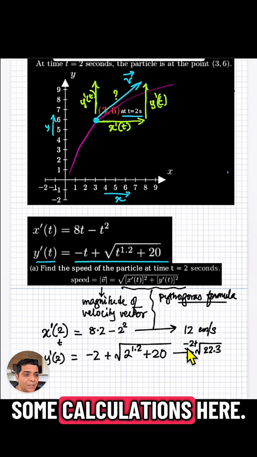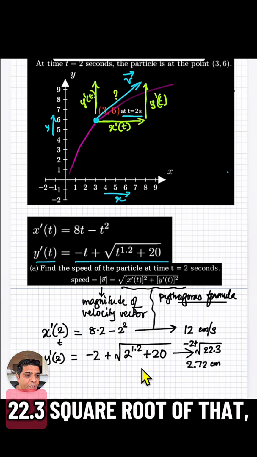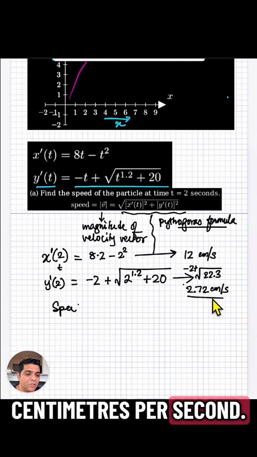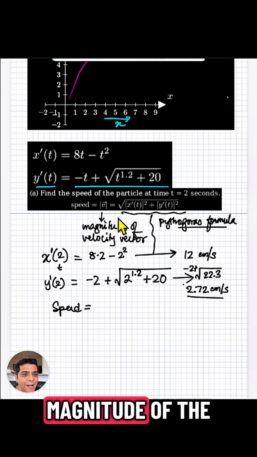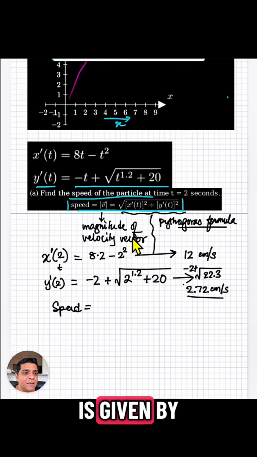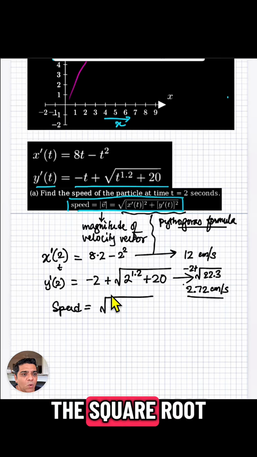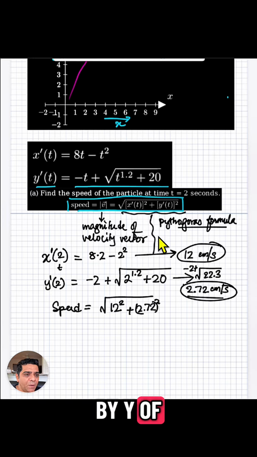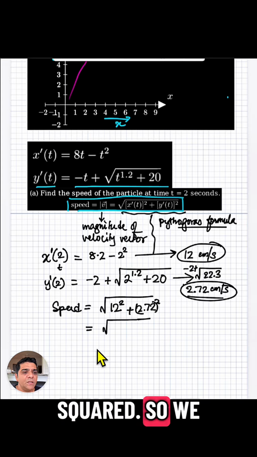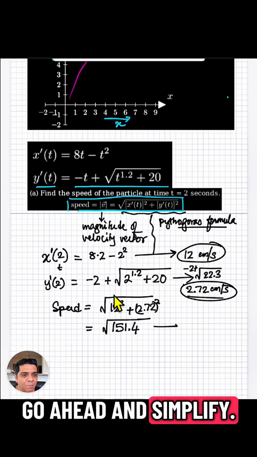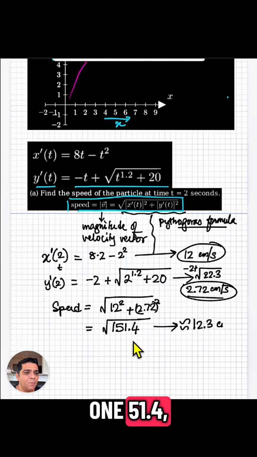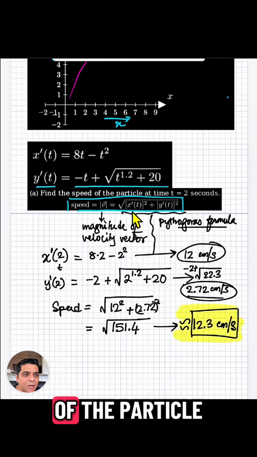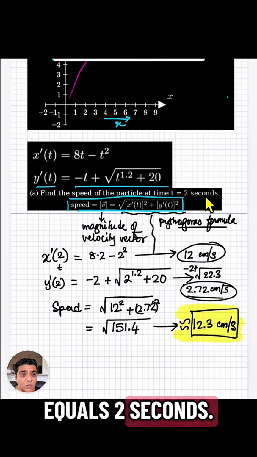I just showed you some calculations here. Negative 2 plus 22.3, square root of that, is approximately 2.72 centimeters per second. So the speed, which is the magnitude of the velocity vector, is given by the square root of x prime of t whole squared, which is 12 squared, plus y prime of t whole squared, which is 2.72 squared. We simplify inside the radical: 151.4, so approximately 12.3 centimeters per second is the speed of the particle at time t equals 2 seconds.